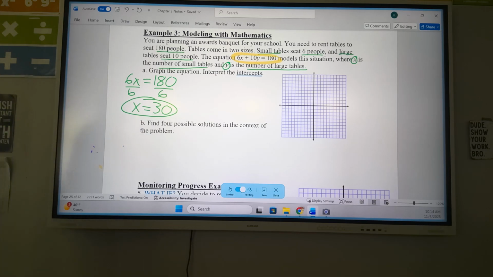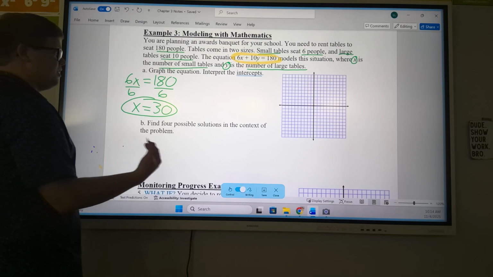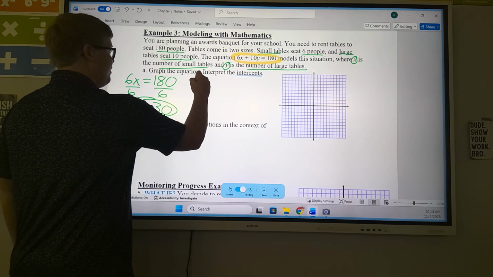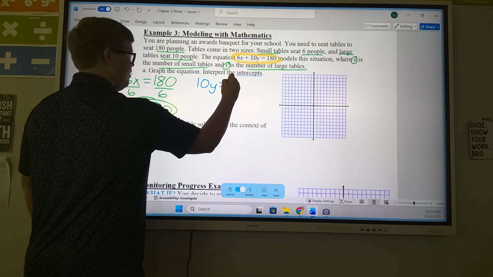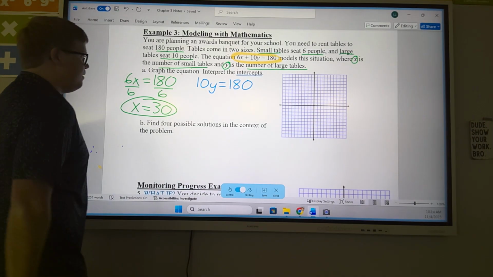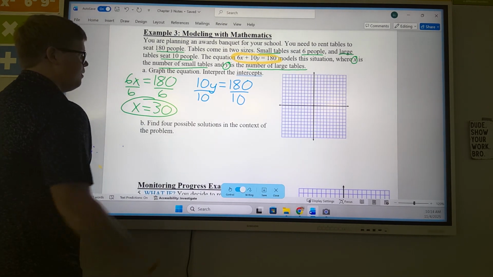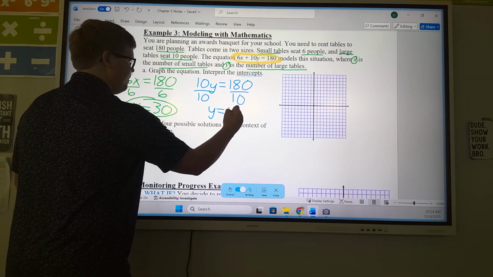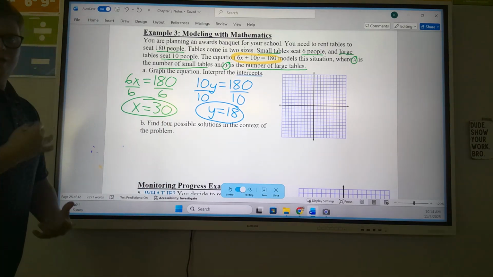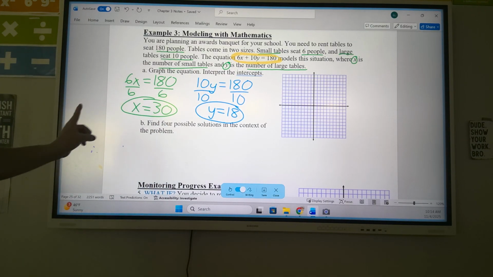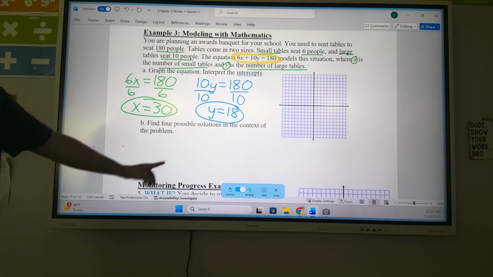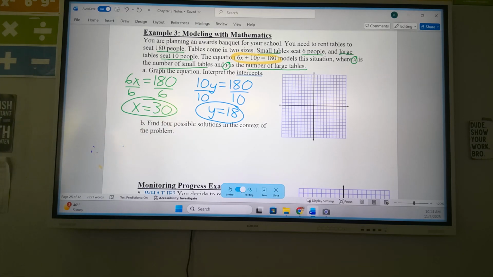Okay, next situation. Let's find our y-intercept. Put 0 in for x. Now we have 10y equals 180. Divide by 10. We have y equals 18. Same thing. If the awards banquet just wants large tables, we know we need 18 tables to fit 180 people. Vice versa for 30 small tables, right? That's how we interpret what the intercepts mean.